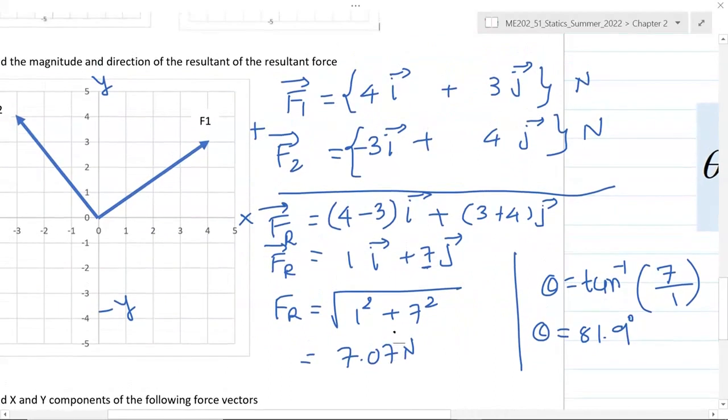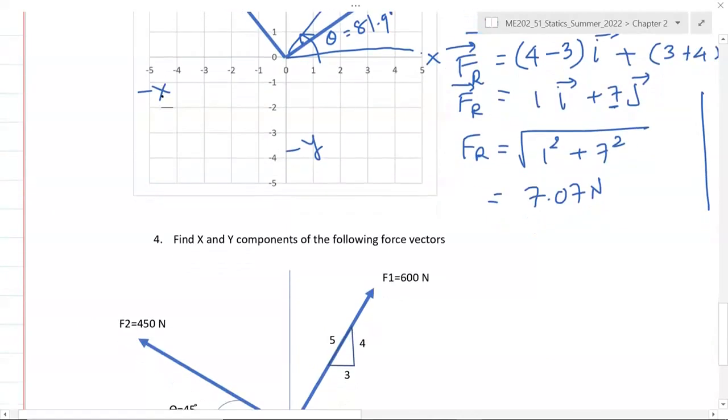That means if we need to draw the resultant force on this graph, we can draw a line Fr, where the length of this line will be 7.07 from the origin, and the angle that it makes with the horizontal axis will be theta equal to 81.9 degrees. So this is how we graphically represent the vector on this chart.